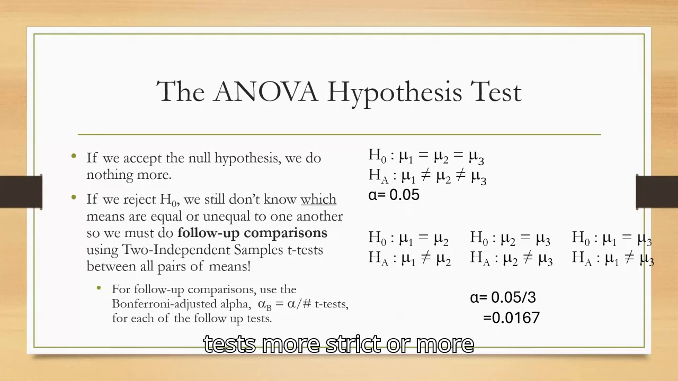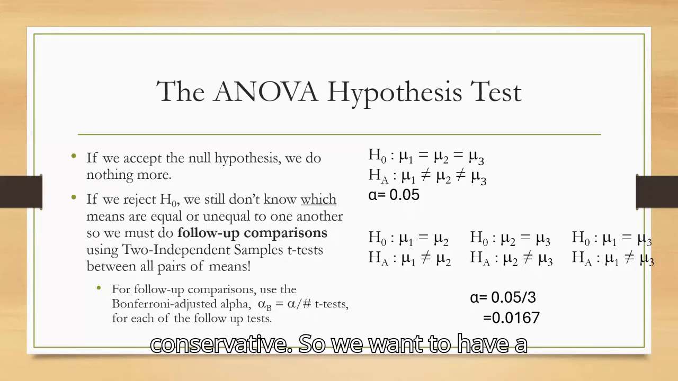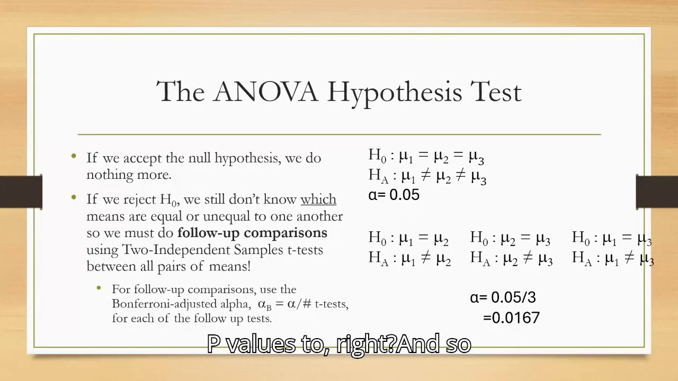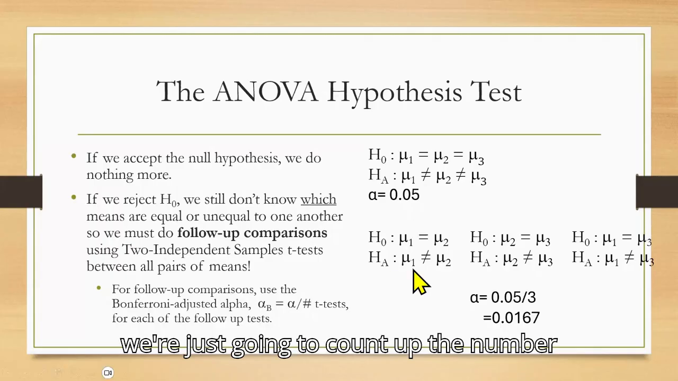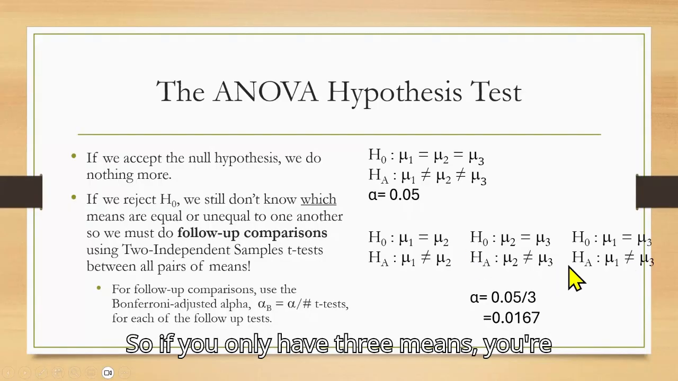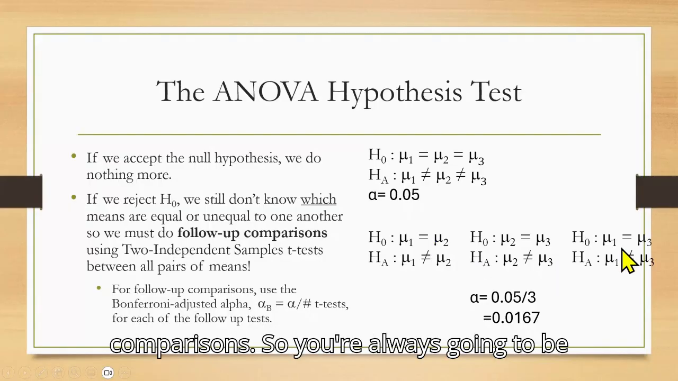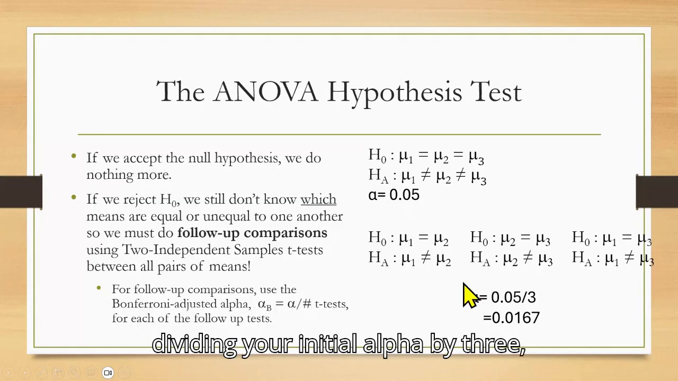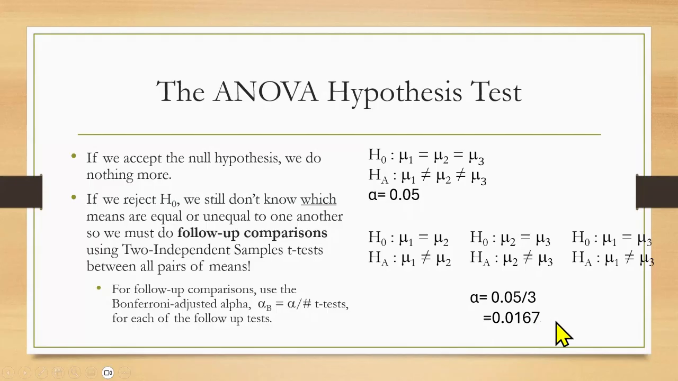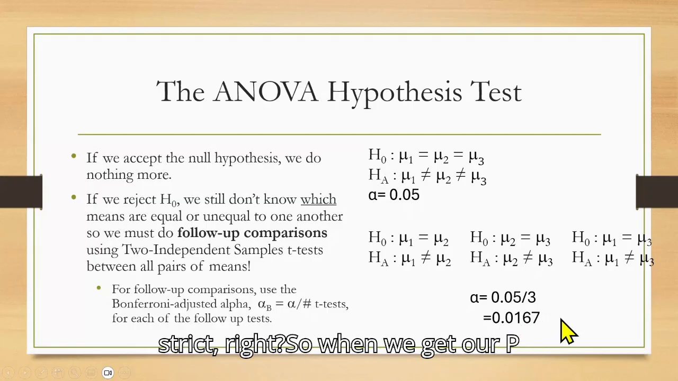Right? We want to make the tests more strict or more conservative, so we want to have a smaller alpha to compare our p-values to. And so we're just going to count up the number of different comparisons we have to make. So if you only have 3 means, you're always going to have 3 follow-up comparisons, so you're always going to be dividing your initial alpha by 3. And that gives us 0.0167. All right, so this is quite a bit more strict.